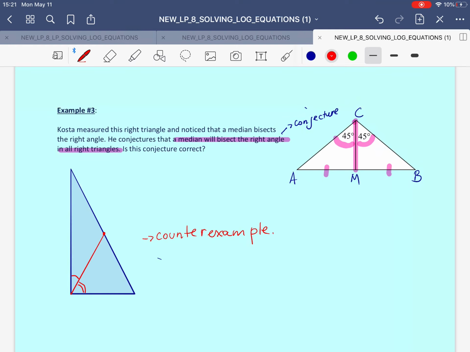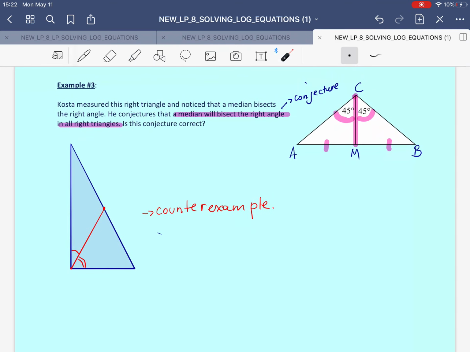Okay, so a counterexample is taking your idea of drawing a median into a right angle triangle at the right angle into a different right angle triangle that is slightly differently shaped, so that you can see whether or not that applies in triangles other than the one that we were given.